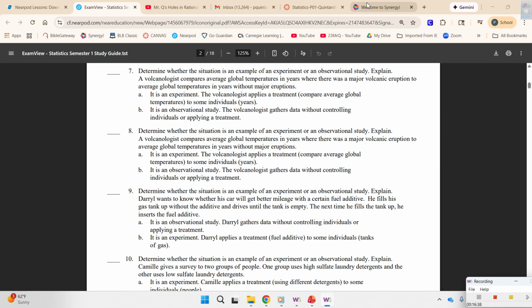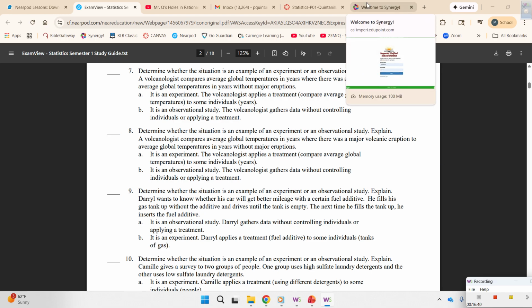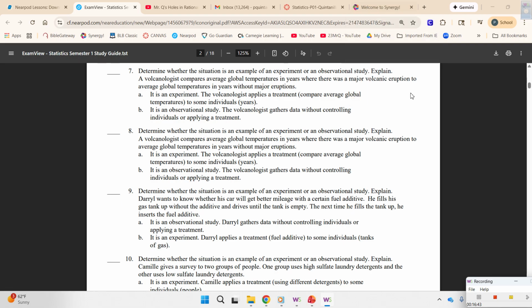All right, here we go. Okay, I'll wait for you guys, but in the meantime, let me read number 7, and it reads, determine whether the situation is an example of an experiment or observational study. So, before I go over that, tell your neighbor the difference between experimental and observational study. What is the difference from one to the other?